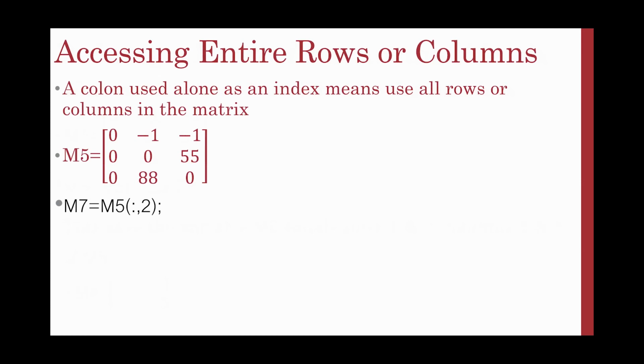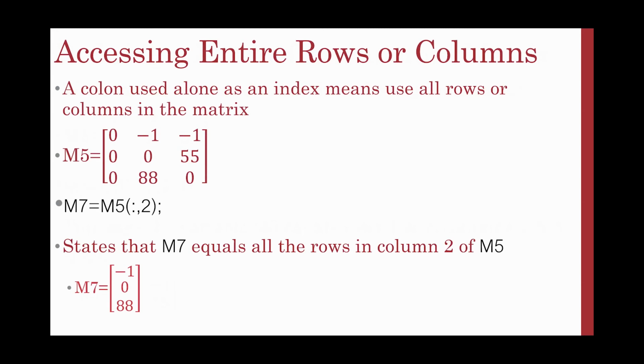If you want to extract an entire row or an entire column, you're going to use the colon function in MATLAB. So if I type in M7 is M5 of colon, 2, that is going to take all rows in column 2. So M7 is equal to minus 1, 0, 88.